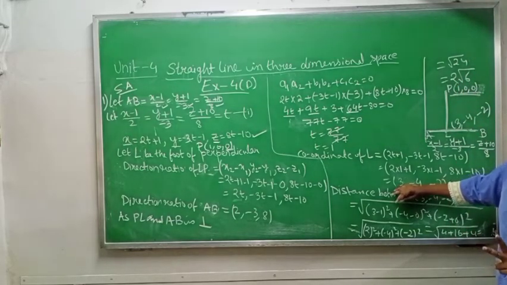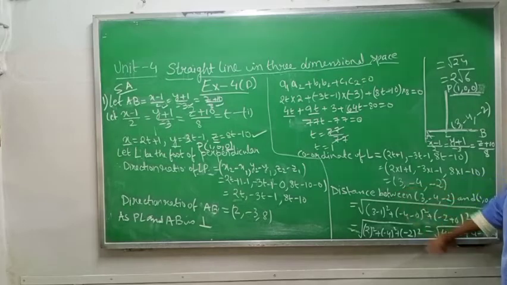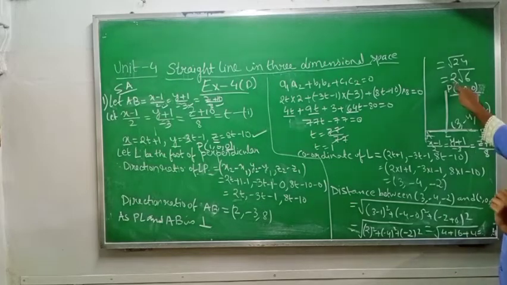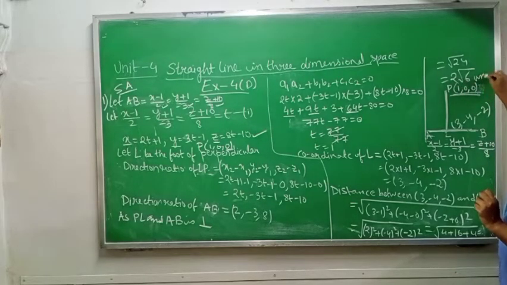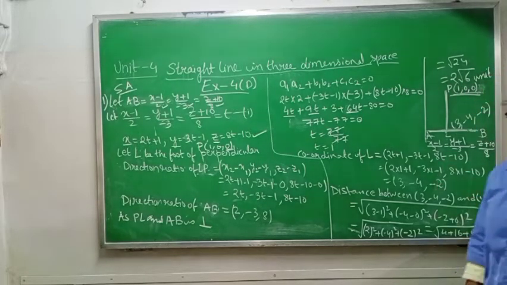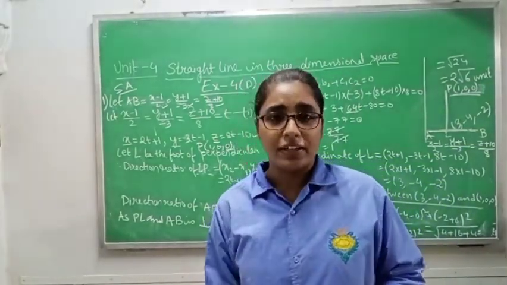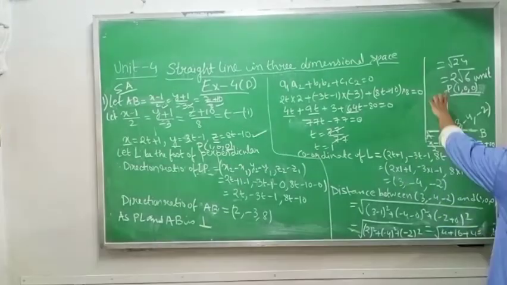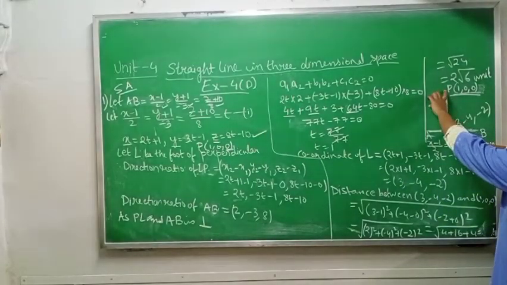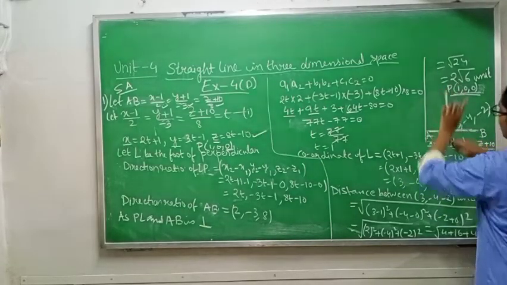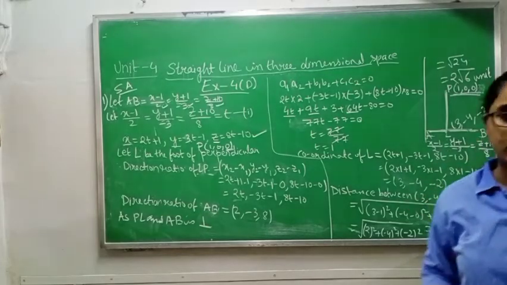First is the coordinate of the foot of the perpendicular, which is L. You are getting 3 comma minus 4 comma minus 2, and the distance between the point 3 comma minus 4 comma minus 2 and 1 comma 0 comma 0 is 2 root 6 units. Okay, right, units. One more thing you have to find. They are telling you to find the equation of the perpendicular. So how will you find the equation of this perpendicular?